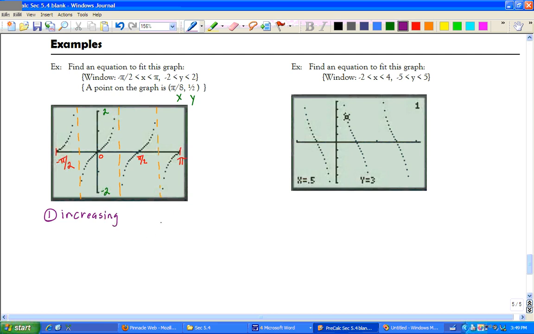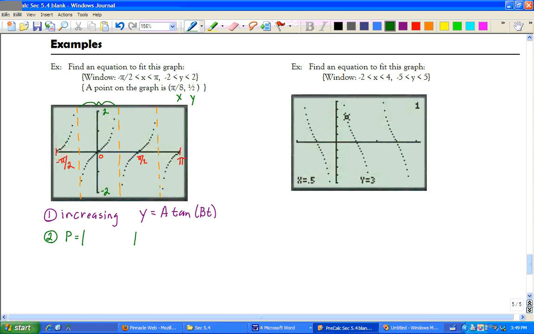An increasing function is going to give us a tangent function, so we know that y is equal to a times the tangent of bt, or bx, whichever one you want to use. Step number 2. We need to find the period. So P is equal to the absolute value of the distance between two of the asymptotes. Let's take a look at just what we have here, this period.